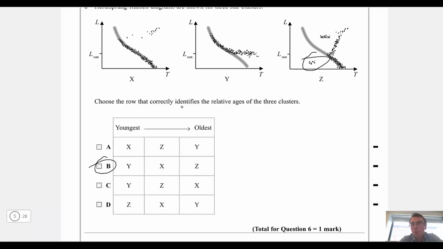Why is a white dwarf always the oldest? Because it's the final stage of the life cycle of a star, and then they tend to have a huge lifetime afterwards.